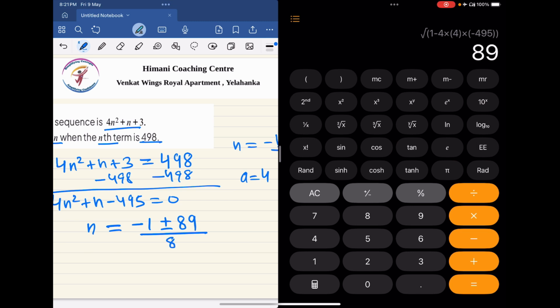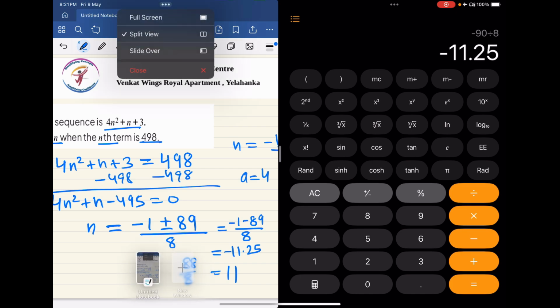Okay, so what are the answers we are going to get? One of the answers is going to be minus 1 minus 89 by 8, which is minus 90 divided by 8, which is minus 11.25. And the other answer is going to be 89 minus 1, that is 88, divided by 8, which is 11. So there are two values of n.